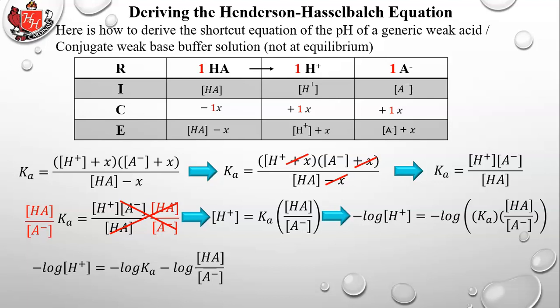All right, so now you should recognize what's negative log of H plus and what's negative log of Ka. So there it is. Negative log of H plus is pH. Negative log of Ka is pKa.